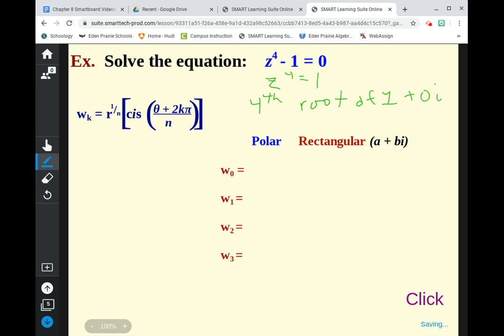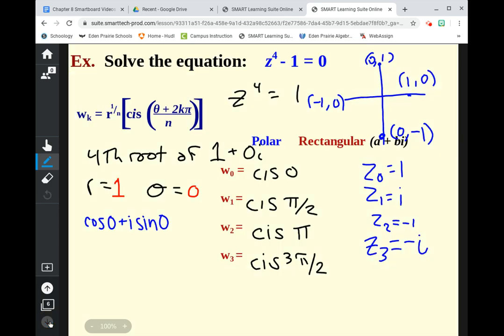Okay, so go ahead and do a few things. Find n, r, and theta, and then find home plate. Okay, go ahead and pause and try to do this one on your own. Find w sub 0, w sub 1, w sub 2, and w sub 3. Okay, here's what you should have gotten. And I'm just going to write down home plate right away for you, in case you didn't.